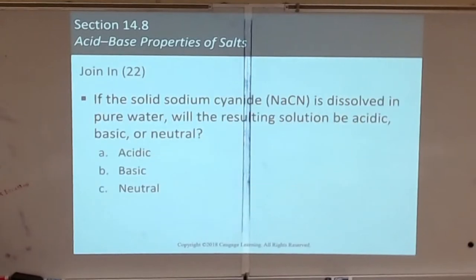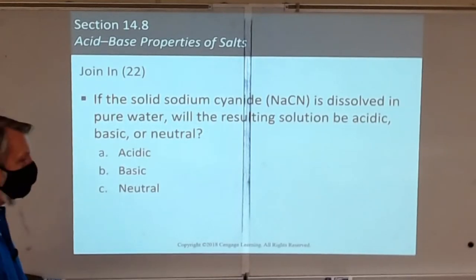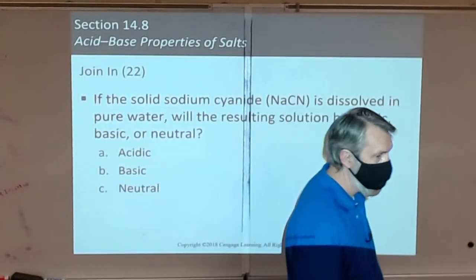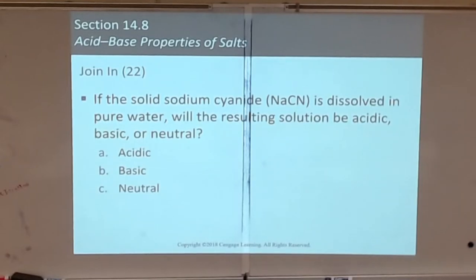All right. If solid sodium cyanide is dissolved in pure water, is the solution acidic, basic, or neutral? This is the kind of question that you'll see, and the quick and dirty way is to make acids and bases out of them.